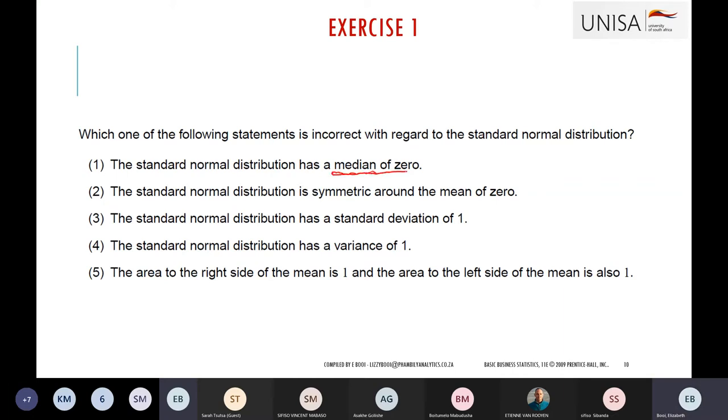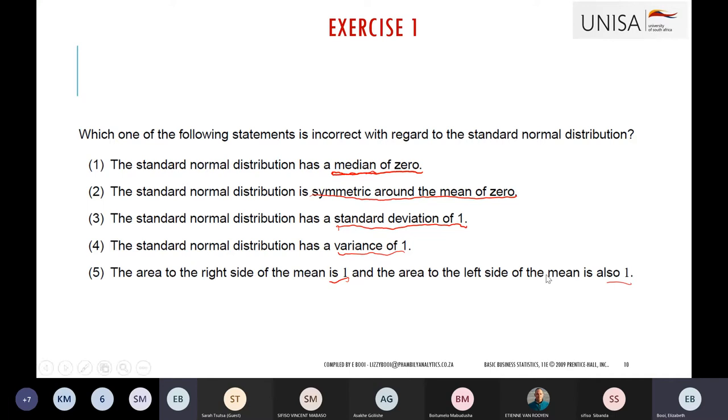So there it says it has the median of 0. Number two, the standard normal distribution is symmetric around the mean of 0. Number three, the standard normal distribution has a standard deviation of 1. Number four, the standard normal distribution has a variance of 1. That is another one. The variance of 1. Number 5, the area to the right side of the mean is 1, and the area to the left side of the mean is also 1.